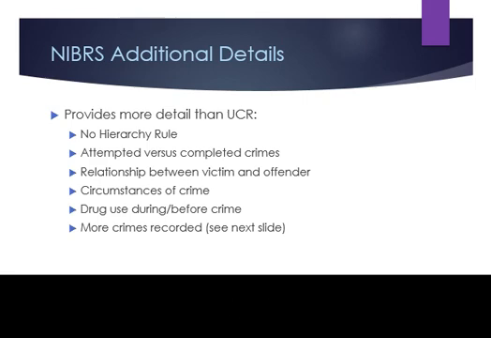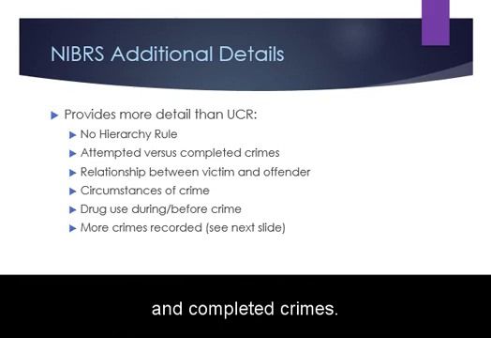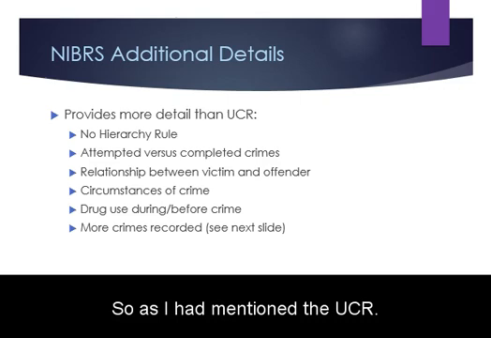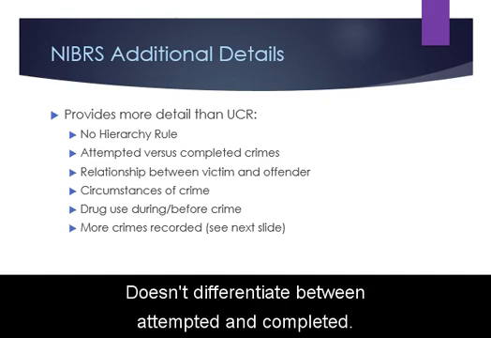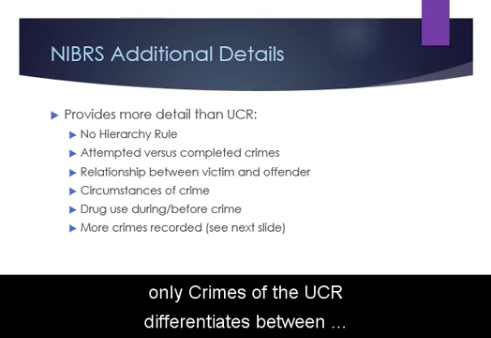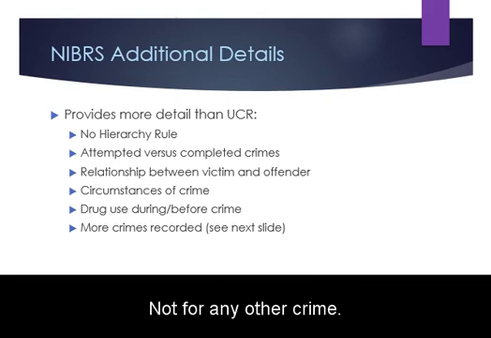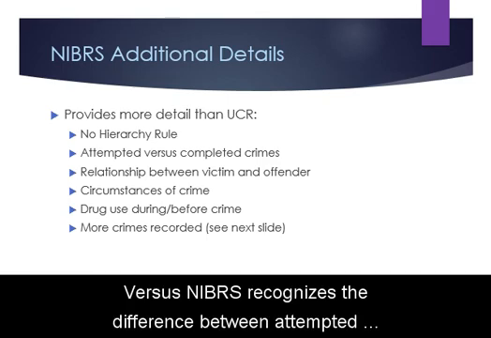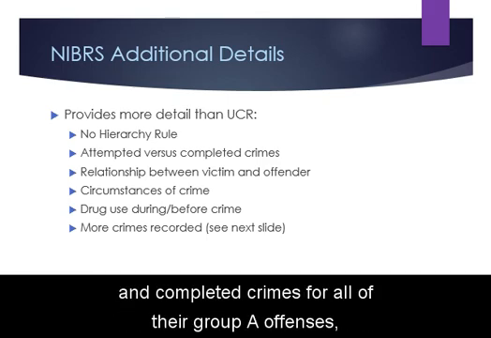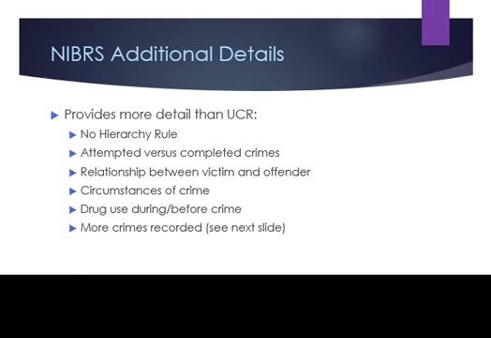In NIBRS, they also acknowledge the difference between attempted and completed crimes. As I had mentioned, the UCR doesn't differentiate between attempted and completed. The only crimes that the UCR differentiates between attempted and completed are rape and burglary, not any other crimes. Versus NIBRS recognizes the difference between attempted and completed crimes for all of their Group A offenses. I'll mention the Group A offenses momentarily.